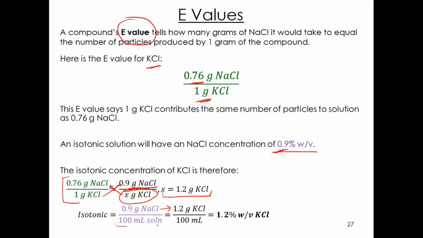So we can take the expression for the isotonic percentage of sodium chloride and replace sodium chloride with potassium chloride, we get 1.2 grams per 100 mils. And so that is our isotonic concentration of potassium chloride.